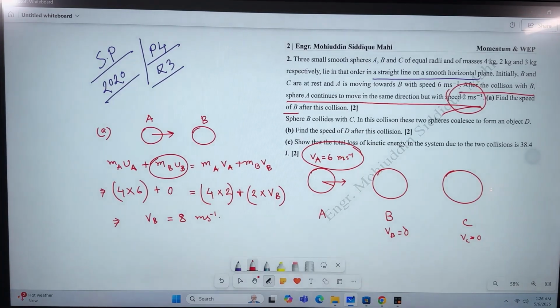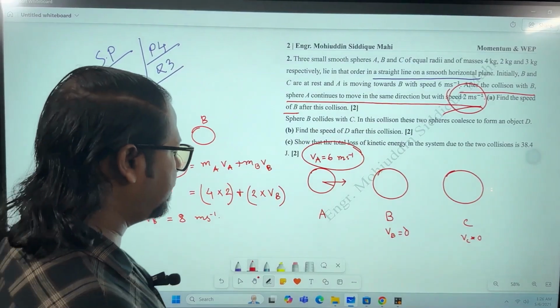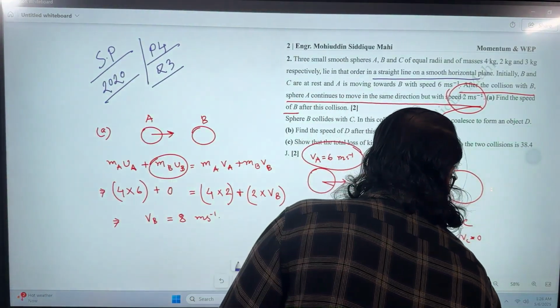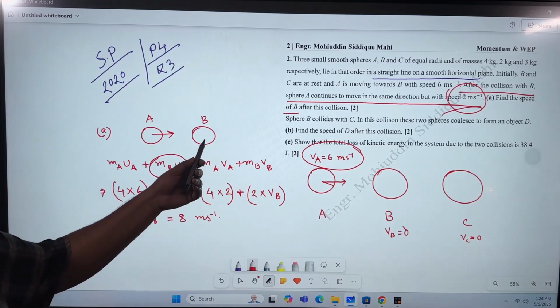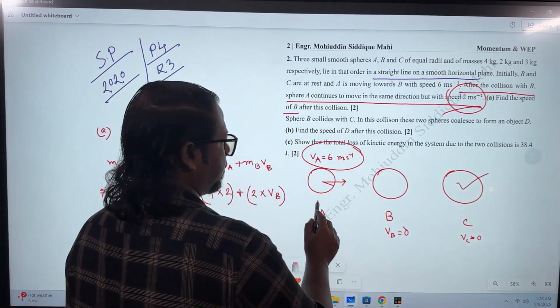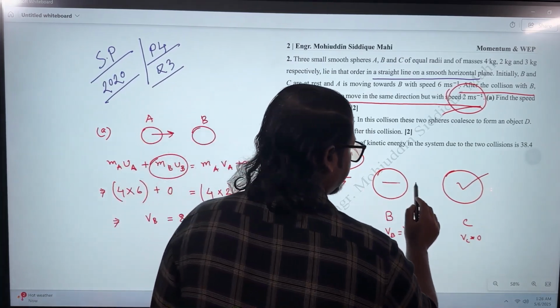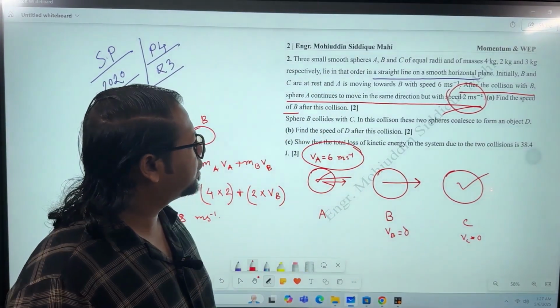Okay, so now we have got the velocity of B, that is 8 meters per second. So after collision with A, B was moving with a speed of 8 meters per second. Now, C was initially stationary. After the collision with A, B is moving with the speed of 8 meters per second, so B is eventually going to strike sphere C.